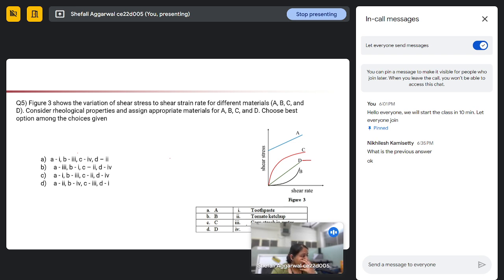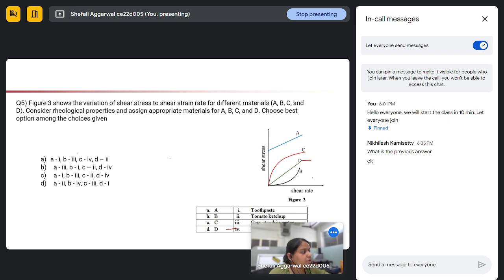The options are toothpaste, tomato ketchup, cornstarch, or water. Normally, as we were saying, a normal fluid, water, will be a Newtonian fluid. So D will be 4. Okay, the Newtonian fluid is water.